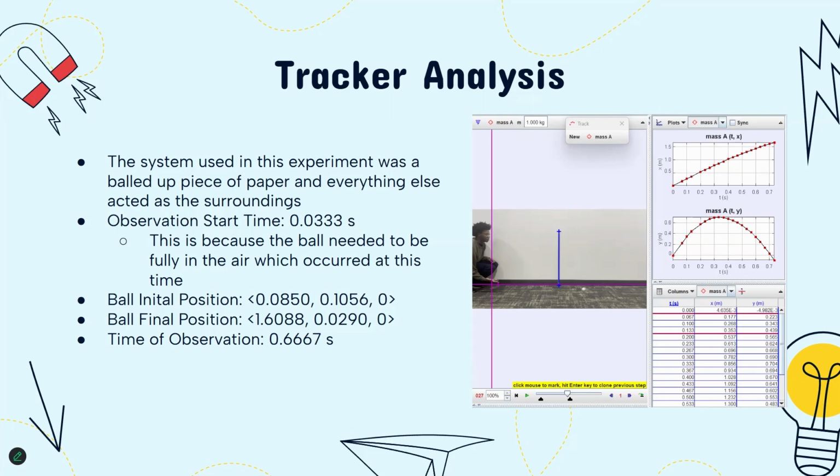And using Tracker, we were able to find the ball's initial position, which was 0.0850, 0.10560, and the final position was 1.6088, 0.02900. The time of observation was also roughly 7 seconds. And then that data and the models are shown on the right.